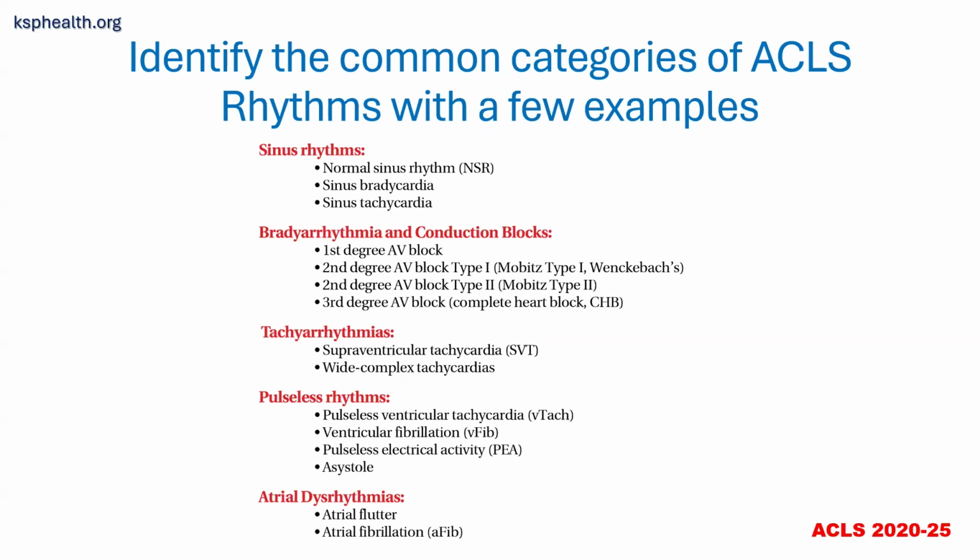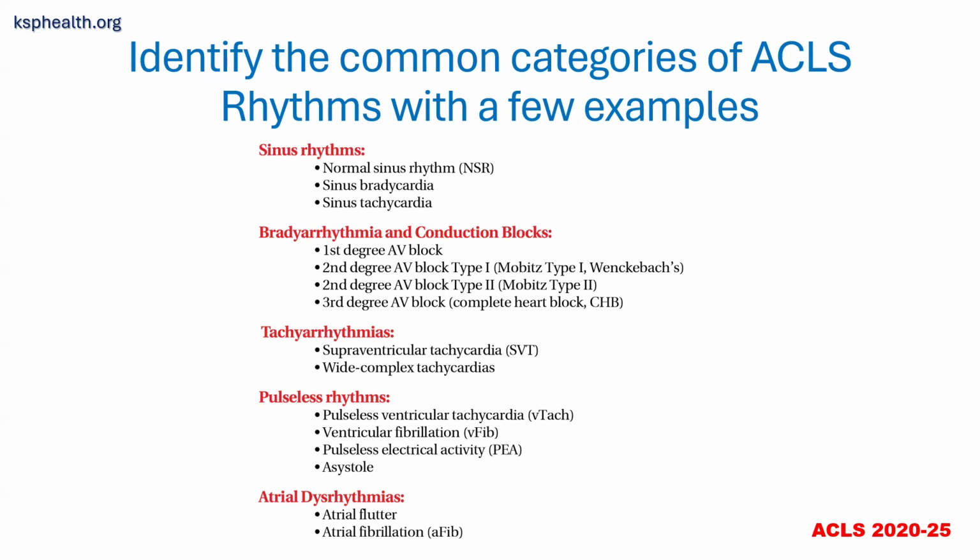Bradyrhythms, that is slow rhythms, can be first degree AV block, second degree AV block, Mobitz type 1, second degree AV block, Mobitz type 2, or complete heart block, or third degree AV block. Tachyarrhythmias, fast rhythms, can be supraventricular SVT or wide complex tachycardia. Pulseless rhythm can be one of those four: pulseless ventricular tachycardia, ventricular fibrillation, pulseless electrical activity, and asystole.